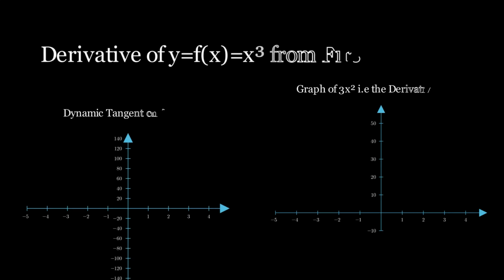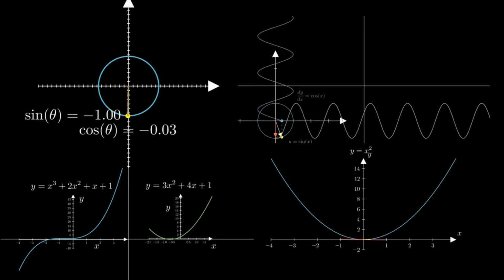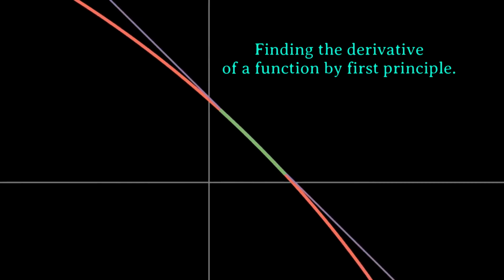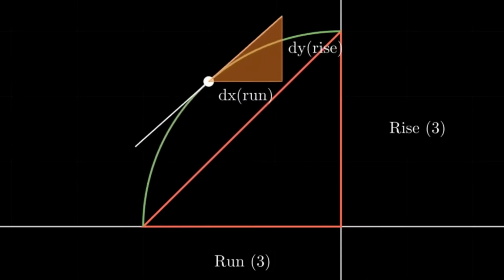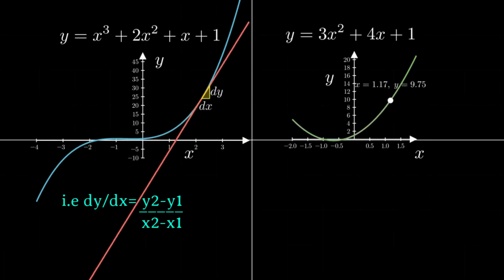Ever wondered how a simple change in a tiny value can reveal the hidden slope of a curve? Today, we unravel the magic behind derivatives using the first principles approach. As explained in our previous video, finding a derivative is essentially the process of determining the slope of a function.